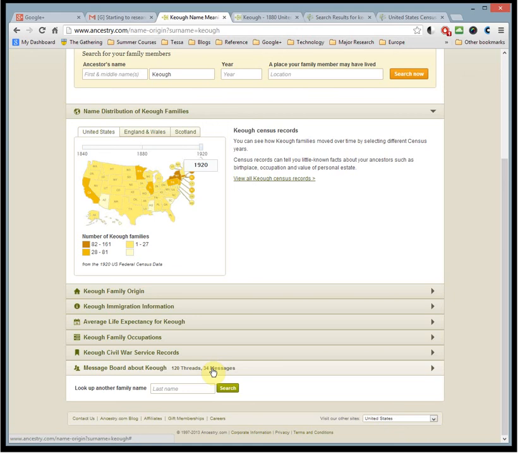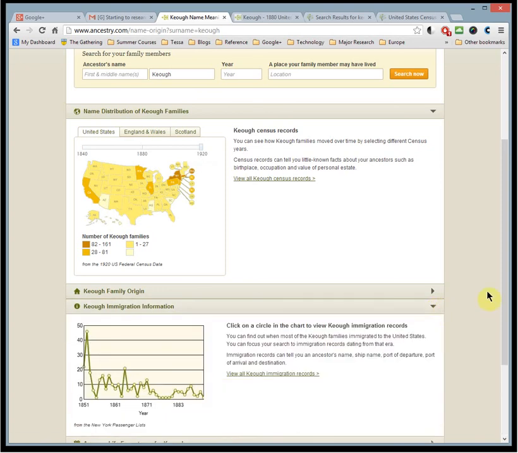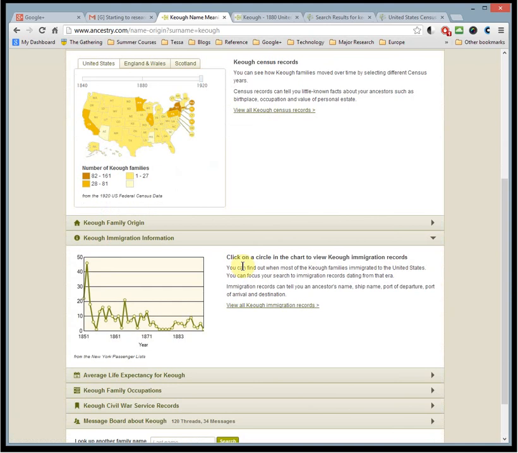So if we were to look up immigration information, I'm just going to show this to you quickly. It opens up what I would call an index card, and it shows you what I was basically telling you. You have a height of immigration, you have another height that comes in, but the vast majority of the immigration is coming in during the diaspora and coming in as a result of the Great Hunger. You can view Keogh immigration records just like you can view the Keogh census records.